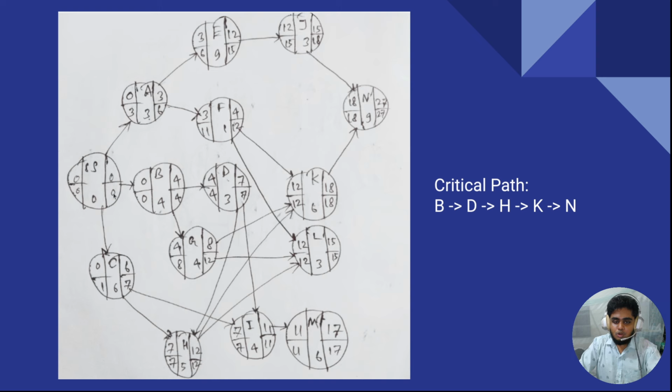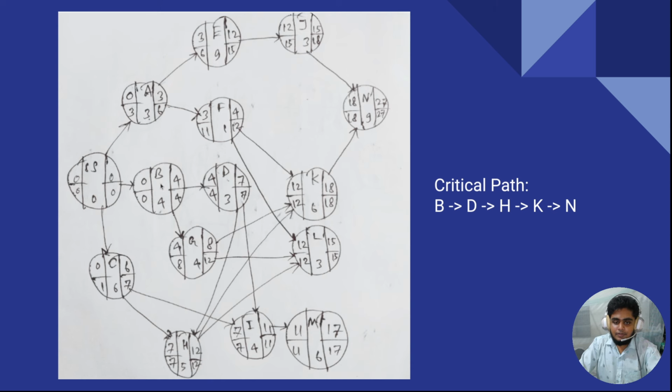Just copy the earliest finish time of S to the earliest starting time of activity B, activity A, and activity C. For the earliest finish time of activity A, just add those values. 0 plus 3 is equal to 3. This is the earliest finish time. 0 plus 4 is equal to 4. This is the earliest finish time of activity B. 0 plus 6 is equal to 6. This is the earliest finish time of activity C.